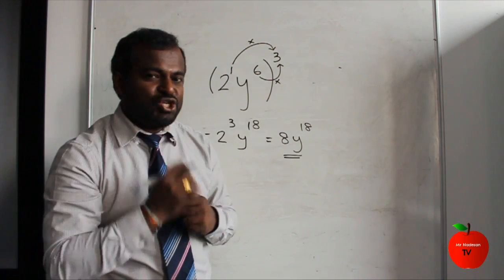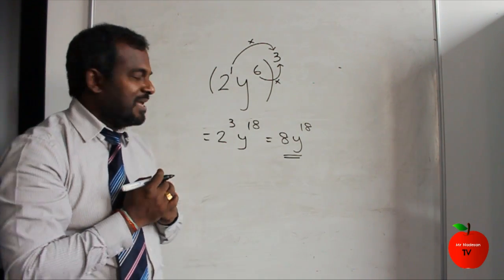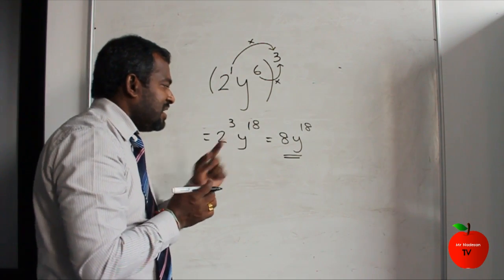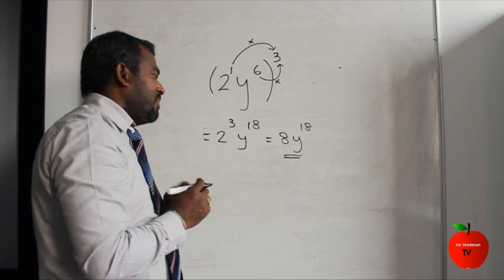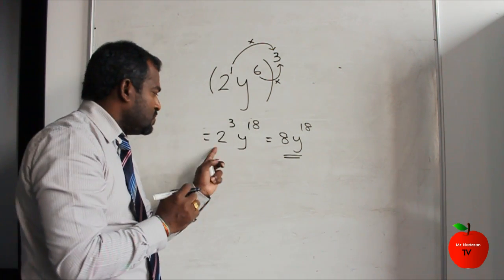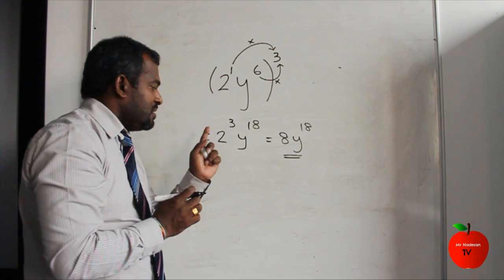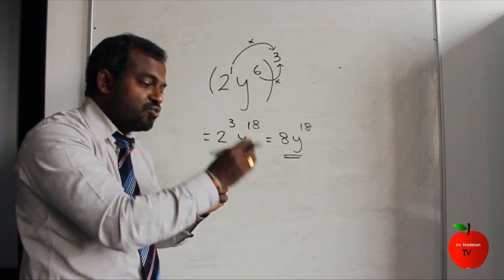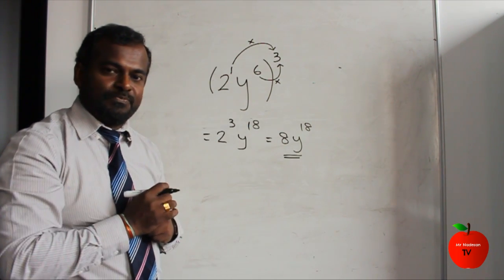You have to make sure at this point, some of them might make a careless mistake. 2 to the power 3, instead of 8, they put 6. What are they thinking? 2 to the power 3 means 2 times 3. But you have to make sure that in 2 to the power 3, 2 is the base and 3 is the power. So that number 2, you multiply 3 times, like 2 times 2 times 2.